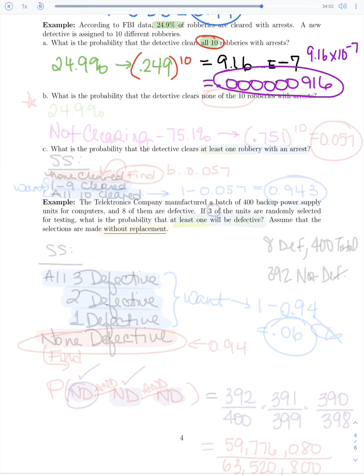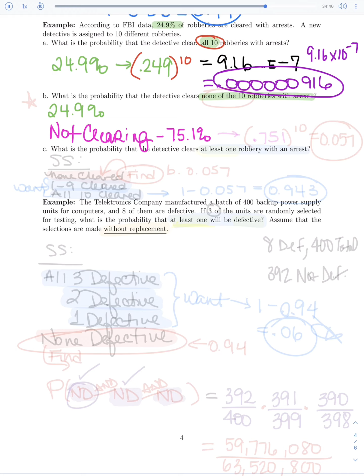Now, on the next one, they ask a follow-up question. What if none of the 10 robberies were cleared? Well, we know that the probability of just clearing one robbery is the 24.9%. So what would be the probability or chances of not clearing the robbery with an arrest? Not clearing would be the rest. We'd subtract that from 100 and we get the 75.1%.